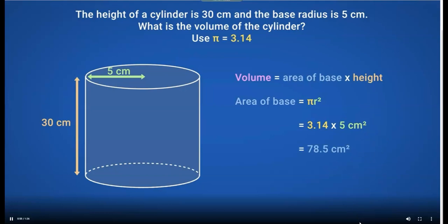Now we know the area of the base, we can calculate the volume. 78.5 centimeters squared, the area of the base, multiplied by 30 centimeters, the height, equals 2,350 centimeters cubed.